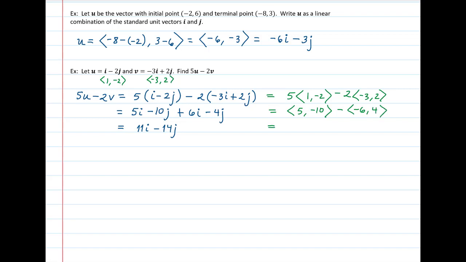And I can do the same operation just in component form, right? You already know how to scalar multiply and how to add two vectors. So we do exactly that. And notice how we get exactly the same thing, just in different notation. 11, -14, which is equivalent to 11i minus 14j.